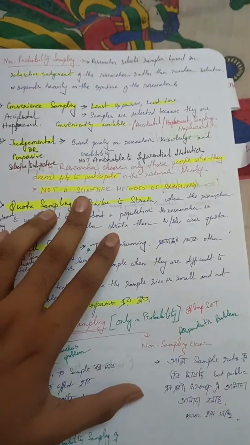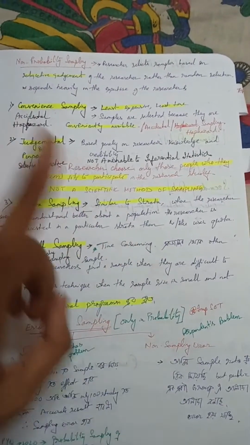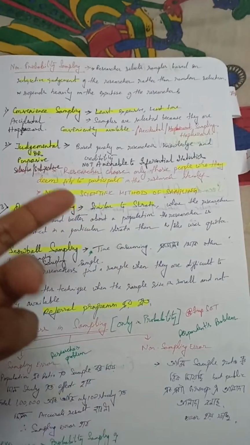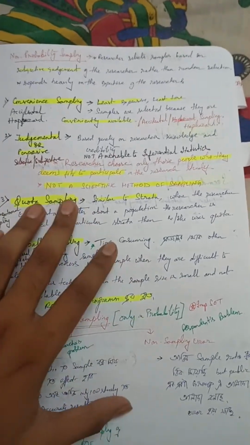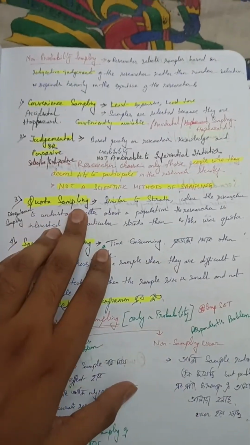It deems the participants to fit, not a scientific method of sampling. This is not ethical, this is not scientific. Though I am no one to state which one is ethical and which one is non-ethical, but this is also a part of research. Next comes quota sampling.